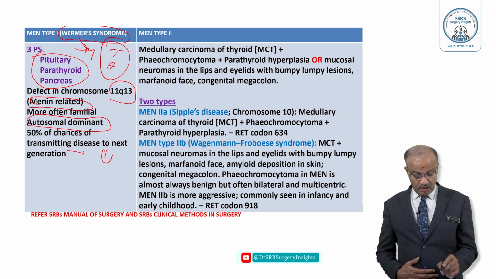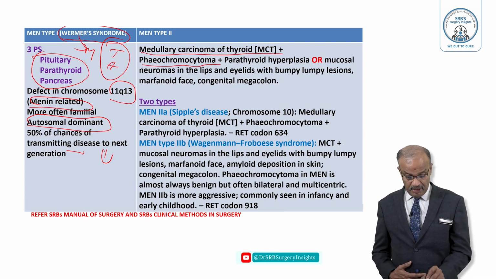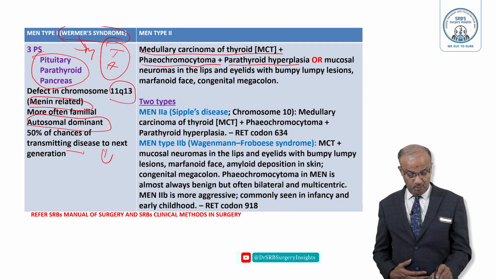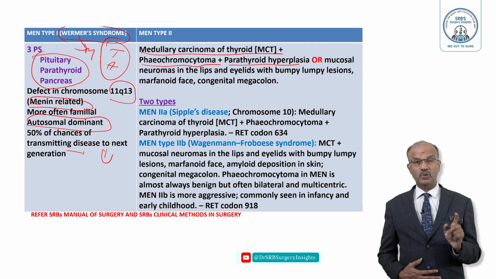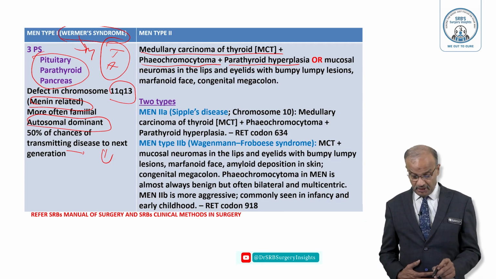Whereas type 2 is different. The main content is MCT, medullary carcinoma of the thyroid. Pheochromocytoma is very common. Parathyroid hyperplasia, in type 1 it is 3 P's, in type 2 it is 2 P's plus 1 M. So parathyroid hyperplasia, pheochromocytoma, medullary carcinoma of the thyroid. So naturally the calcitonin level will be increased.